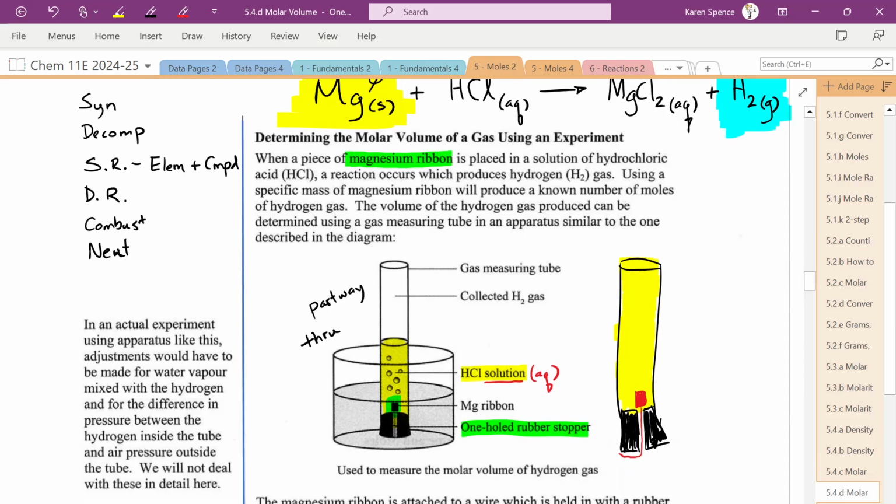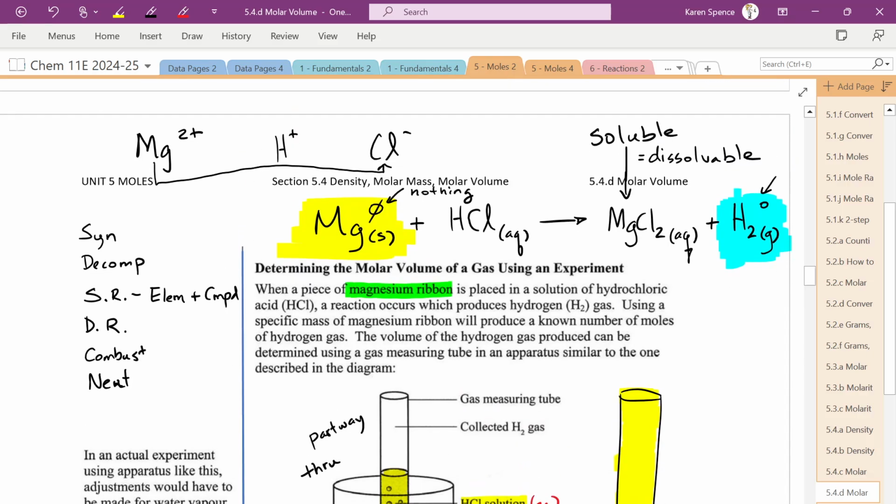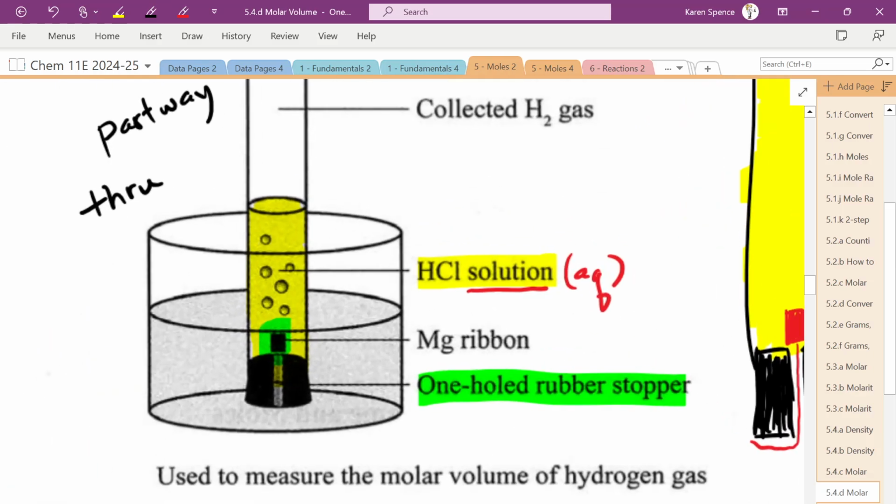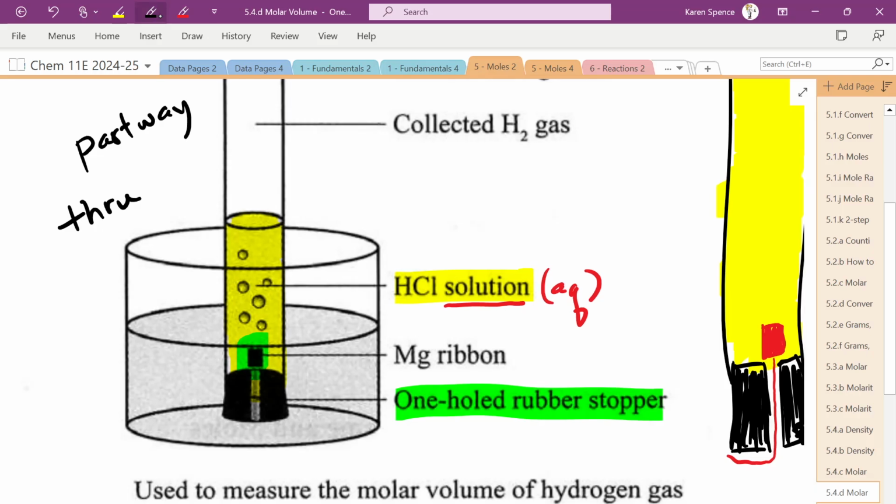So we have our reaction here. We are producing hydrogen gas. It's coming up as these bubbles here. Okay, so right here we have the H2 gas, and up above it we also have H2 gas.